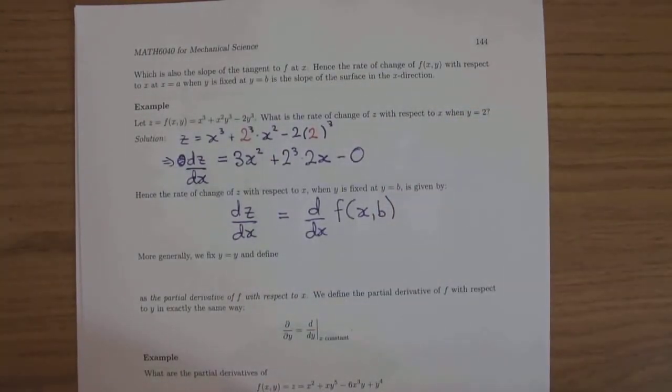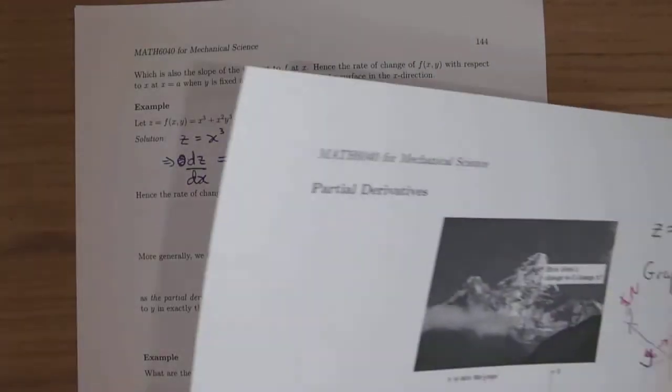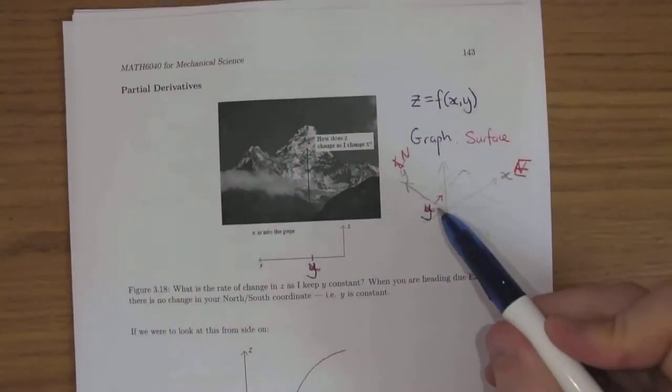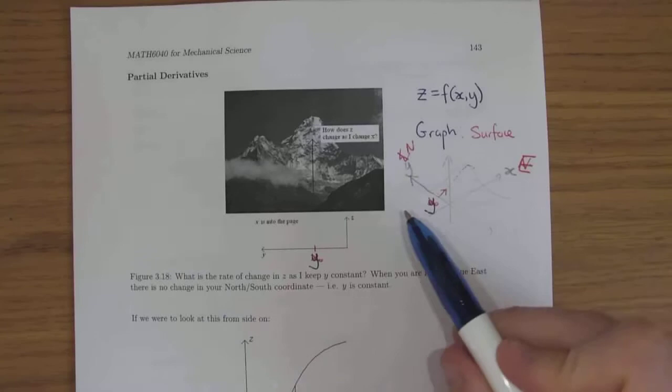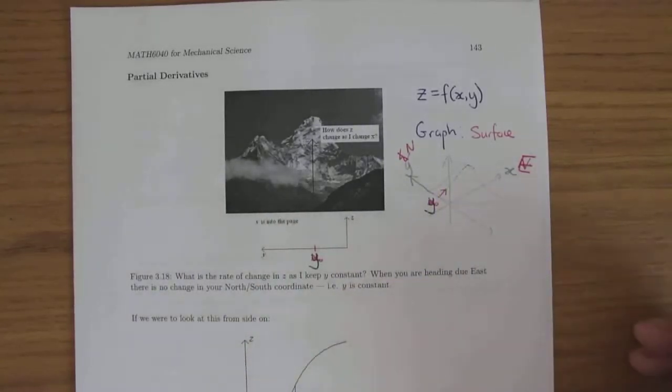Now what we're going to do instead, because here we're saying, oh, y is equal to 2 or y is equal to b. What you actually want to do is not specify what y is. You're going to say, oh, it's constant, but I don't want to say what it is necessarily. So you say, I want to look at how the height changes when I go in this direction at all different values of y.